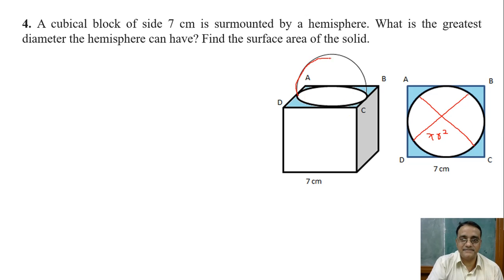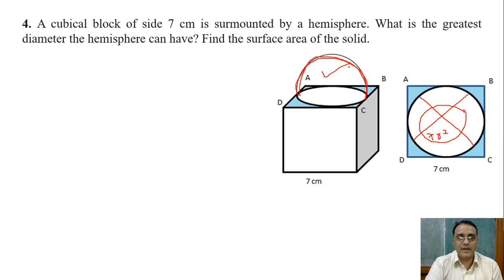ये वाला। व्हाट इज दिस? Hemisphere. कर्व्ड सरफेस एरिया ऑफ हेमिस्फीयर। सो इसका टोटल सरफेस एरिया क्या होगा? 2 pi r square. टोटल सरफेस एरिया ऑफ द सॉलिड। ध्यान से देखो, जो मैं बोल रहा हूँ सुनो ध्यान से। टोटल सरफेस एरिया ऑफ क्यूब माइनस एरिया ऑफ बेस ऑफ हेमिस्फीयर प्लस CSA ऑफ हेमिस्फीयर। क्लियर?